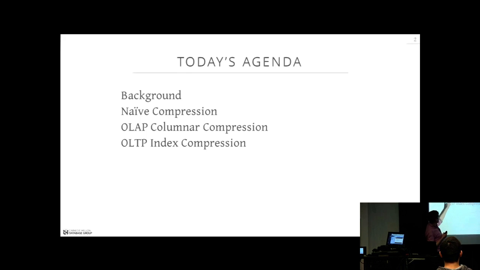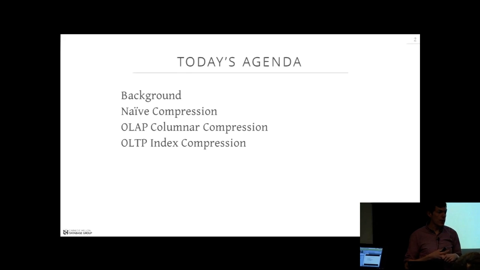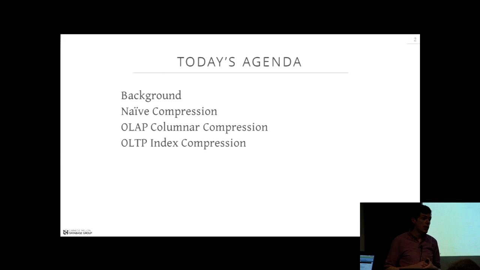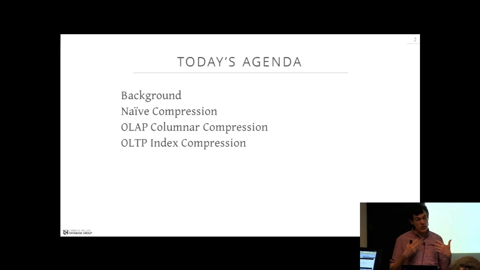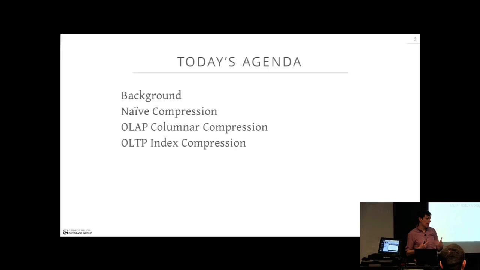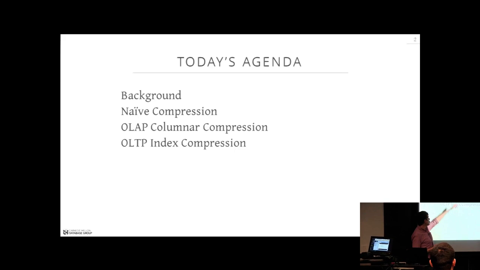And then we'll spend most of our time talking about columnar compression in OLAP systems, because this is where you get the most bang for the buck. This is where we can have the database system be written in such a way that it can operate and execute queries directly on compressed data without having to decompress it at all, which the naive approach has a limitation for.